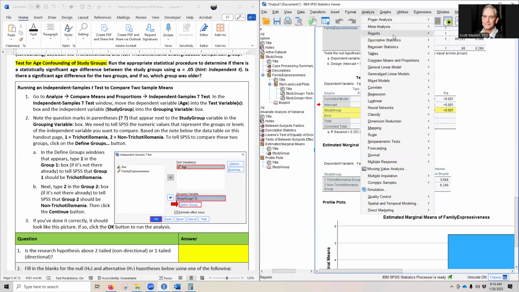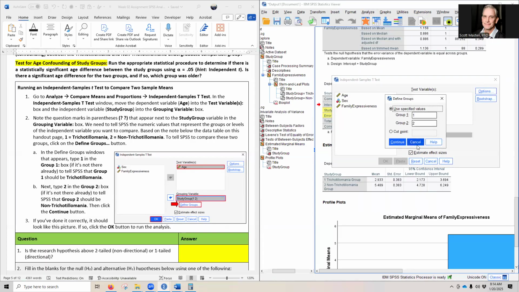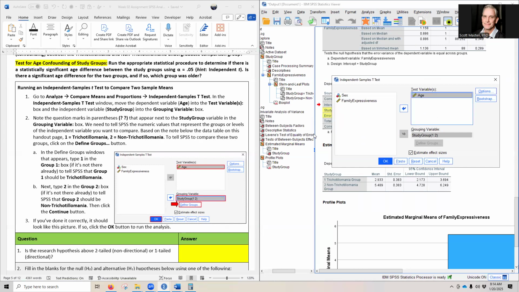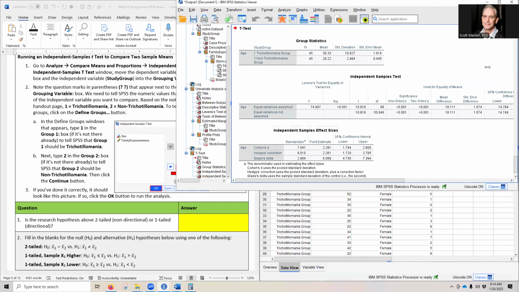Of course, Analyze, Compare Means and Proportions, Independent Samples t-test. Study group is our grouping variable. Click that little define button, and 1 and 2 are the numbers for the two groups we want to compare. Age is our test variable, so throw that in there. I don't think there's anything under options or bootstrap that you want. So it looks like that. Click OK to get a t-test.